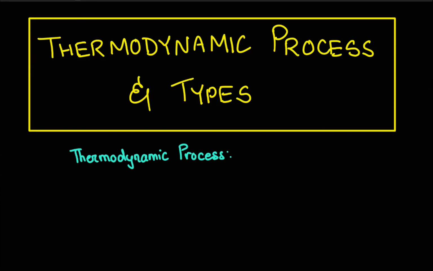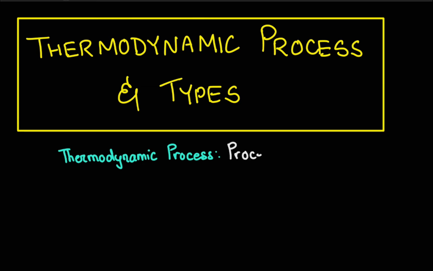Let's start with the concept of what a thermodynamic process really is. A thermodynamic process is basically a process where the three thermodynamic variables change measurably with time.